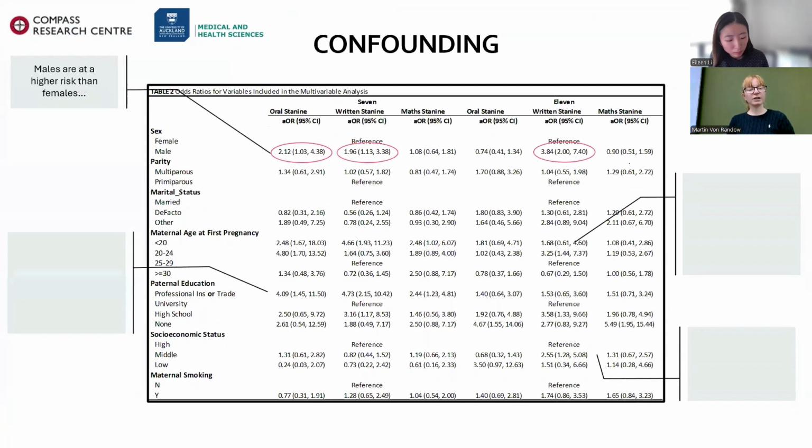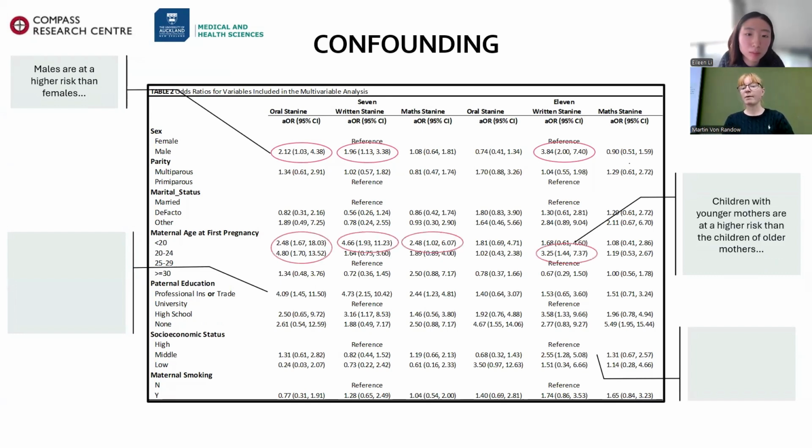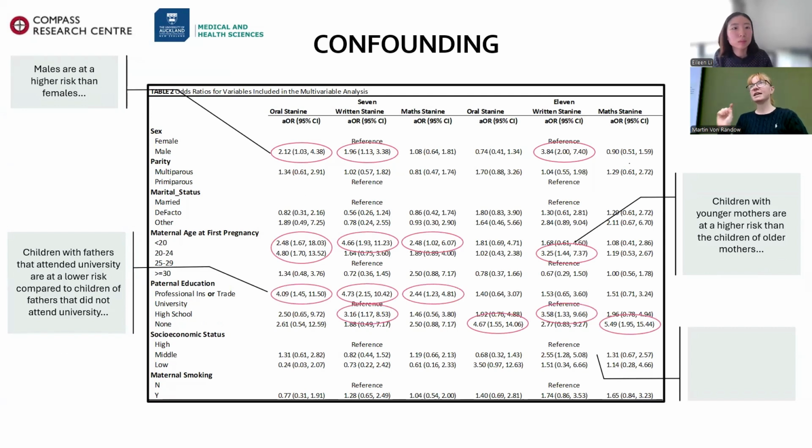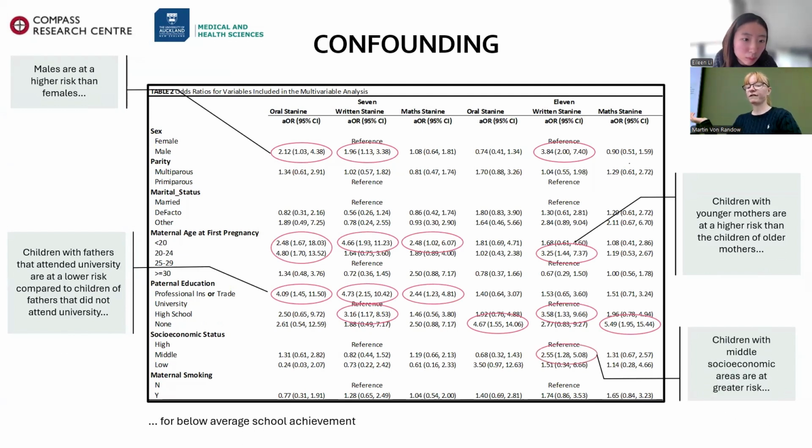So I said we've adjusted for confounders. We found that males are at a higher risk than females for achieving below average, just in general. Children with younger mothers are at a higher risk of achieving below average. Children with fathers that attended university are at a lower risk compared to children whose fathers didn't attend university. And children from middle socioeconomic areas are at a greater risk. But I will note that due to our demographic, we had a highly affluent population. So that's something we want to address later on.